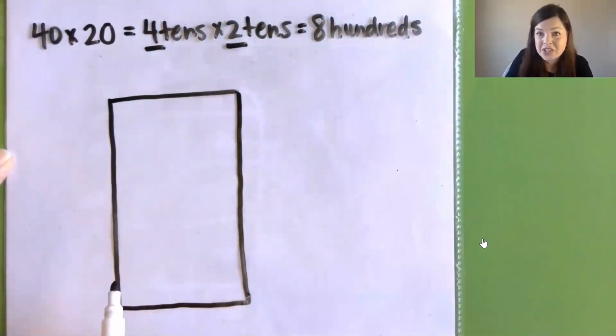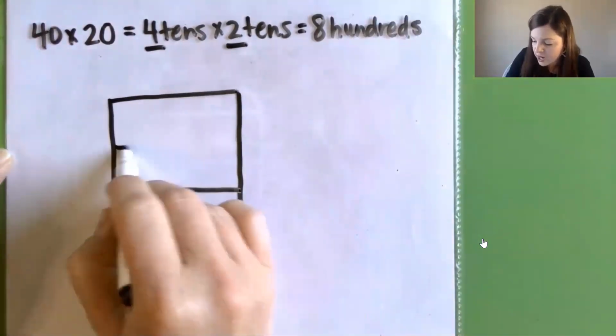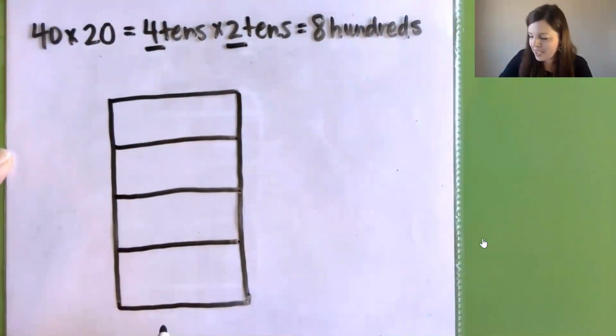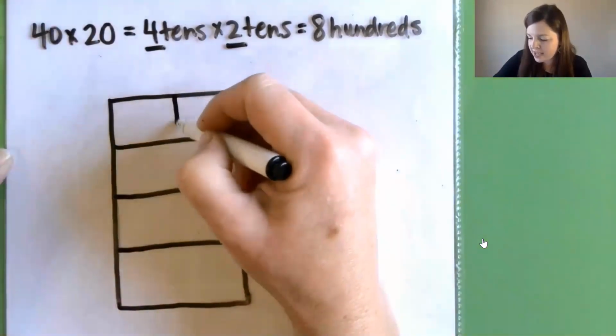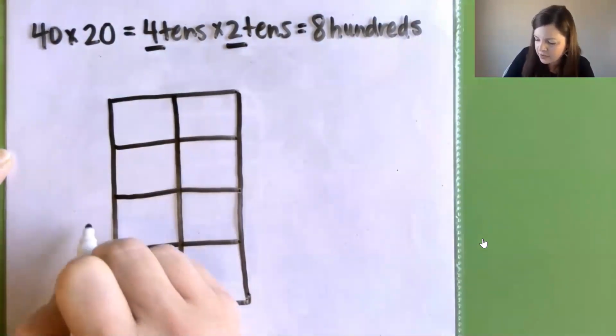And we'll partition the vertical side into 4 tens. We'll try to make them as equal as we can, but they don't have to be perfect. And we'll partition the horizontal side into 2 tens. And let's label all of our tens.